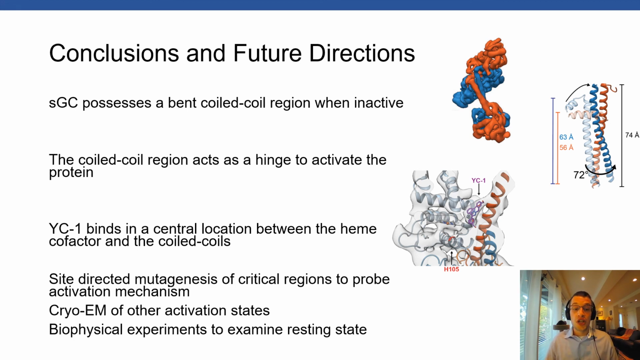In the future, there needs to be more site-directed mutagenesis now that we have a higher resolution structure of critical regions to probe the activation mechanism. It would be very interesting to obtain cryo-EM structures of other activation states, including the 1NO states. Whether the resting state of the enzyme is actually in the compact conformation or the extended conformation, we don't know yet. So it'll be interesting to conduct biophysical experiments to see what forces are involved in sGC.